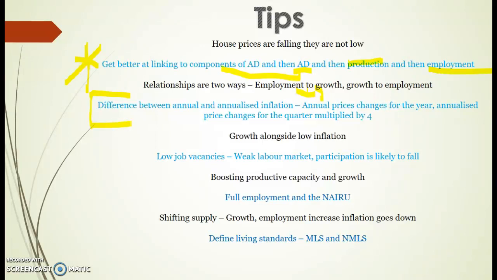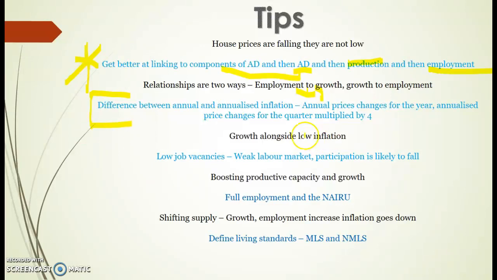Annual inflation looks at price increases for the year. Annualized inflation looks at price changes for the quarter and multiplies it by 4. If you're doing it for March 2018, you'd be comparing it to December, then multiplying it by 4. You need to use that language when you're comparing the two.